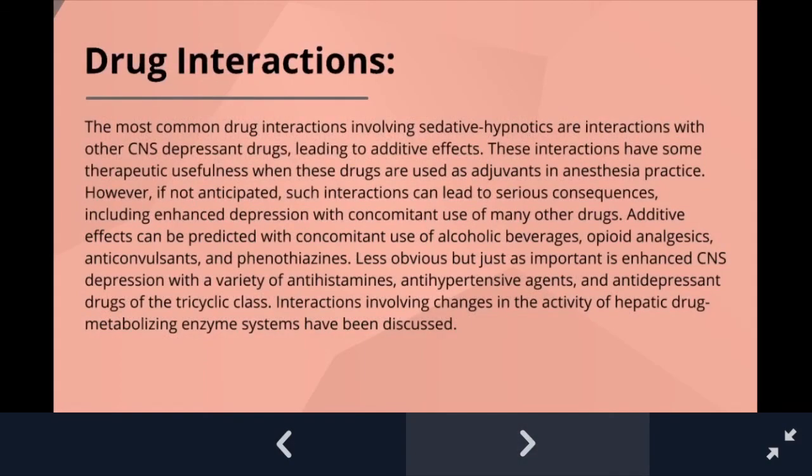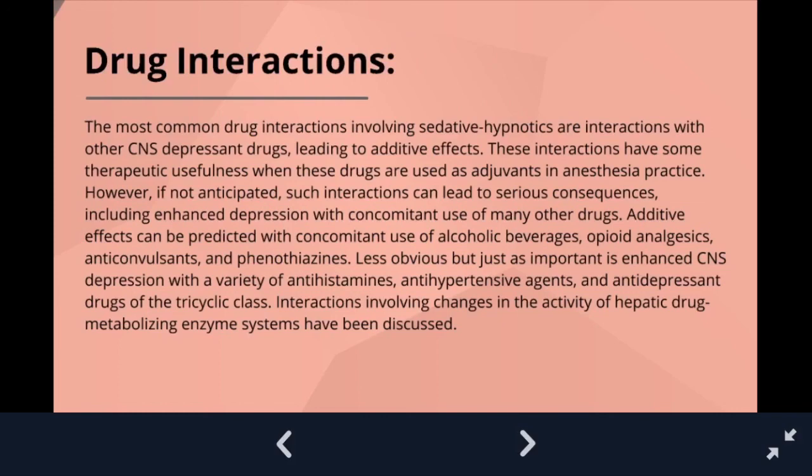Drug interactions, or the diazepam interactions. The most common drug interactions involving sedative hypnotics are interactions with other central nervous system depressant drugs, leading to additive effects. This interaction has some therapeutic usefulness when the drug is used as an adjunct in anesthesia practice. However, if not anticipated, such an interaction can lead to serious consequences, including enhanced depression with the concomitant use of many other drugs. Additive effects can be predicted with the concomitant use of alcohol, barbiturates, opioid analgesics, anticoagulants, and penicillins.